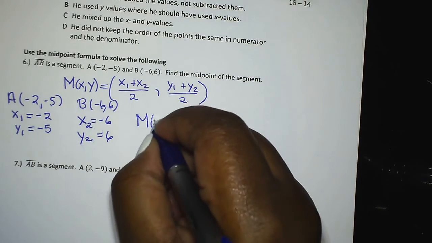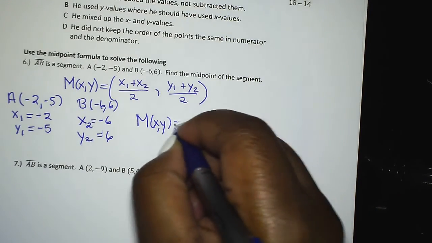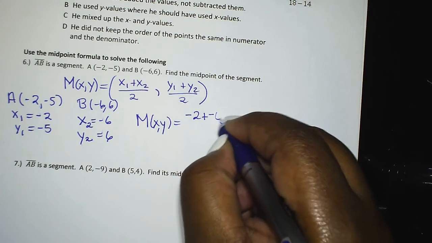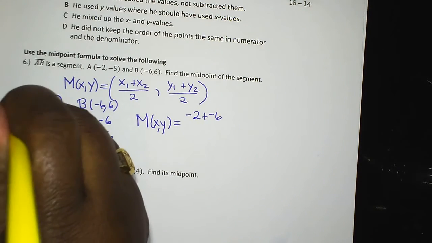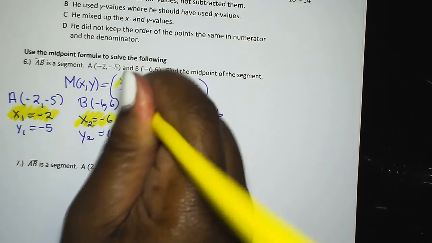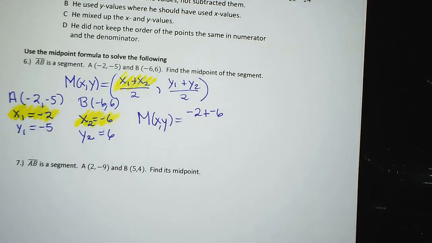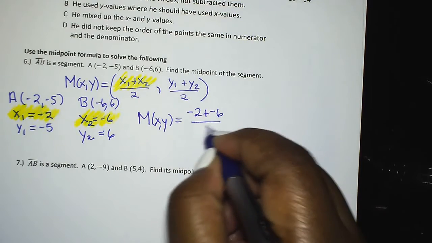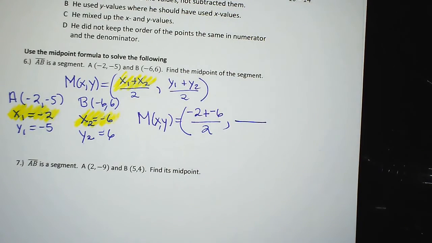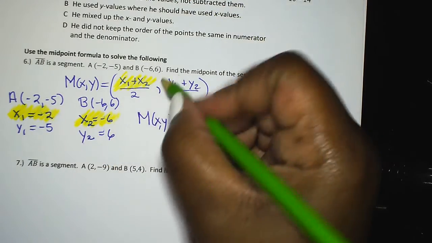So the location of the midpoint is -2 plus -6. That's these values here. That's what goes at the top. And we got the x component. Whatever this is, we're going to divide it by 2. And then we're going to get the y's, which are these points.